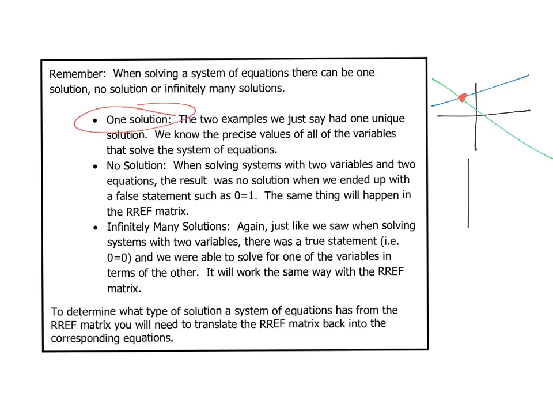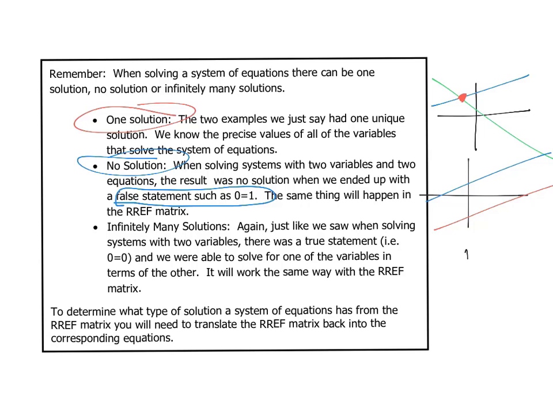Another thing that could happen is we could have two lines that never intersected. And when this happened, we ended up with no solution. And what we would see was a false statement, like 0 equals 1. And the same thing's going to happen with the RREF matrix.